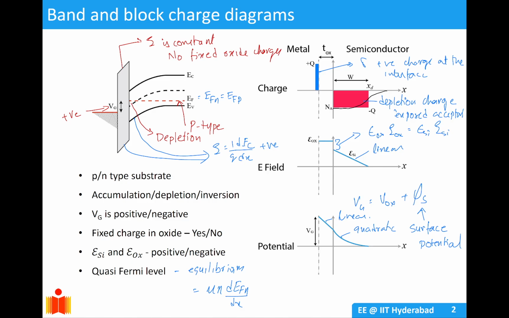The increase in value is equal to your applied bias. There's a drop in your oxide, which is called Vox, and a drop in your semiconductor, which is ψs.